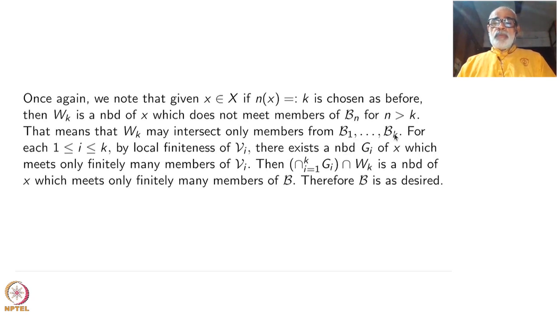Now, for each i equal to 1, 2, 3 up to k, what happens? Each Bi is locally finite because they are subfamilies of Vi's, and each Vi is locally finite. So there exist neighborhoods Gi of x which meet only finitely many members of Vi. Fix one i from 1 up to k; there will be only finitely many members which intersect Gi. I can choose Gi in such a way because of local finiteness of Vi. Now look at the intersection of all these Gi's for 1 to k, and Wk also. Wk will cut off things from k plus 1 onwards, and this intersection will meet only finitely many members from each of B1, B2, Bk, and totally finitely many members of curly B. Therefore, this B is locally finite.